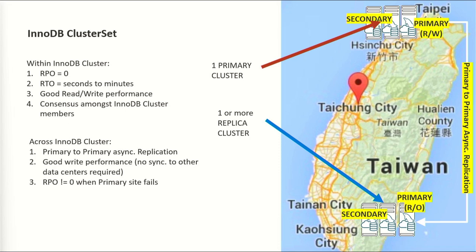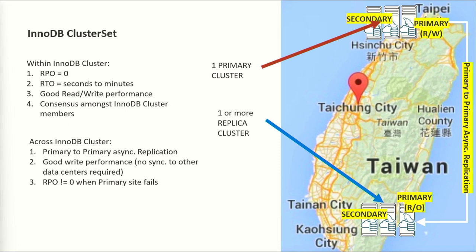All right. How about across InnoDB clusters? There will be primary to primary asynchronous replication between the primary node of the primary cluster and the primary node of the replica cluster. And it is still good write performance because no synchronization to other data centers is required, because consensus does not happen in asynchronous replication. It just sends the data. But the recovery point objective is not zero, right? In any solution that requires asynchronous replication, we cannot guarantee that the data already committed on the master or on the primary will be available on the replica and so on.